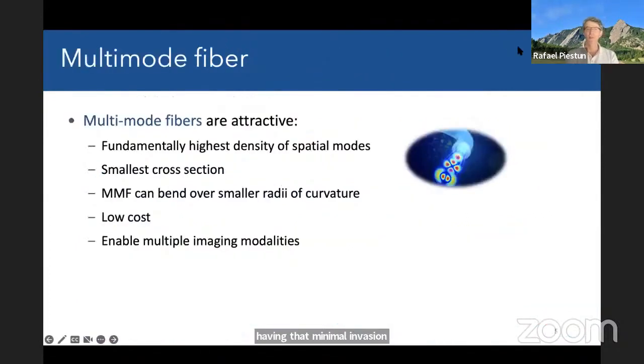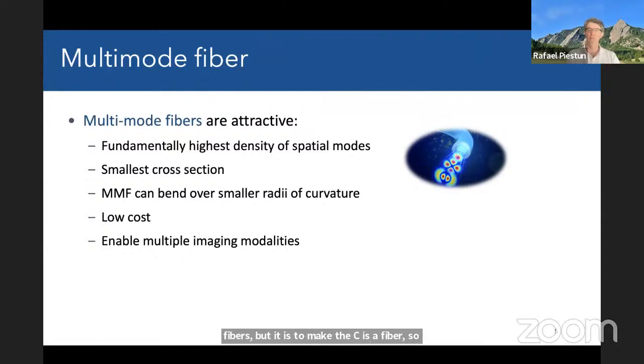So then next in line is to have a multimode fiber, essentially a fiber that can transmit multiple modes. These fibers are attractive because fundamentally you can pack the maximum number of spatial modes in a fiber like this. And there are people using, for example, multi-core fibers, which are some type of multimode fibers. But the idea is to make the thinnest fiber.